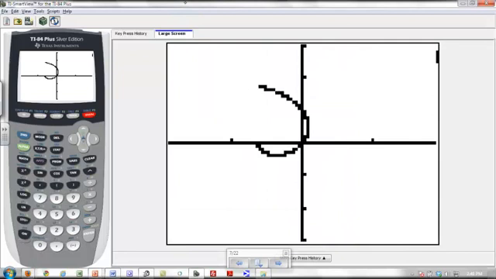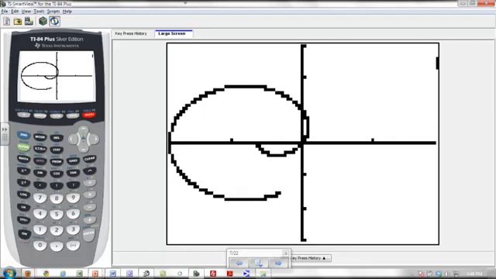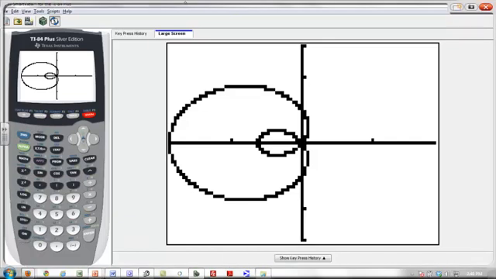So it's going around. It's kind of like a spiral, and it's got that little inner loop. I want you to notice when it graphed, it started with theta equals 0. From theta equals 0 to theta equal pi over 2, it actually drew this portion of the graph.